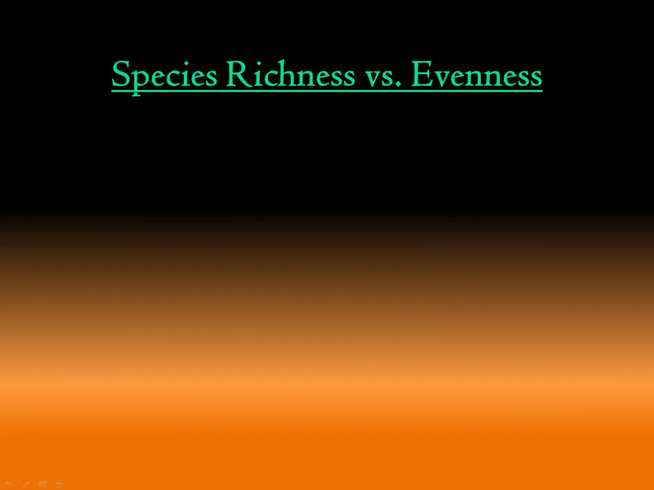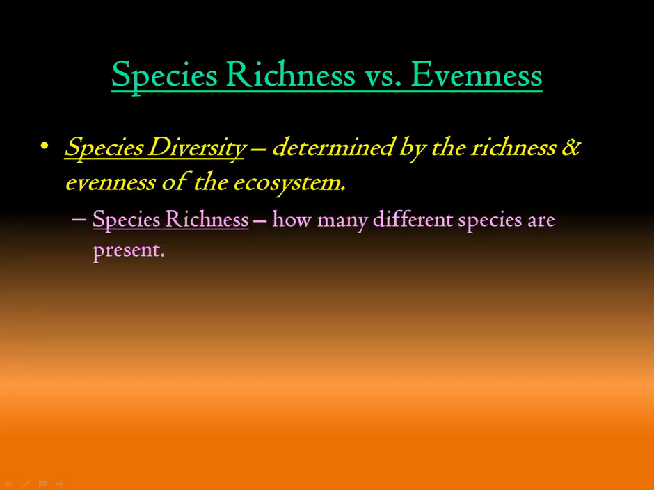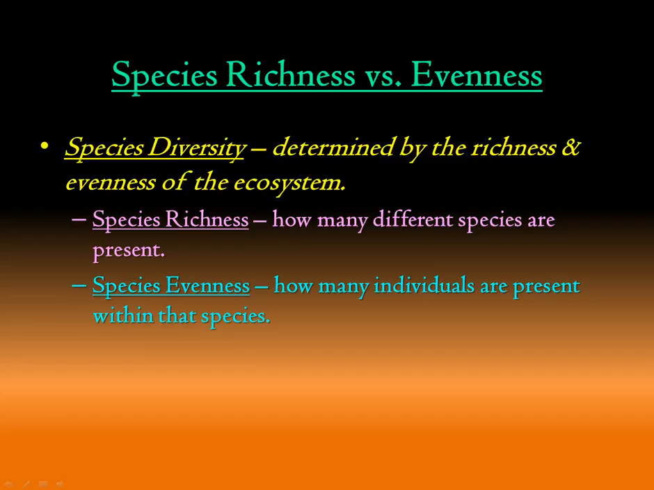Species richness versus evenness. Species diversity is determined by how rich and even the ecosystem is. Species richness is how many different species are present in a particular ecosystem or biome. Evenness is how many individuals are present within each species. If we're looking at a rainforest, you have thousands and thousands of species. However, it may not be very even. You may not have very many individuals within each species present.